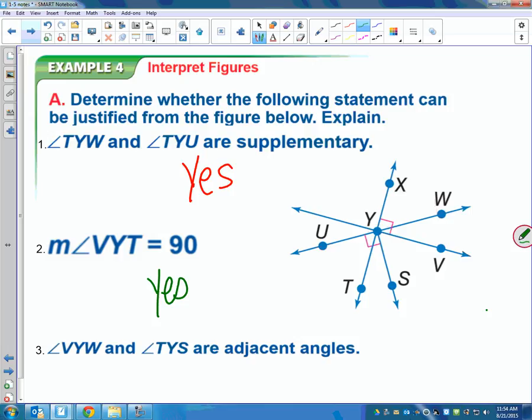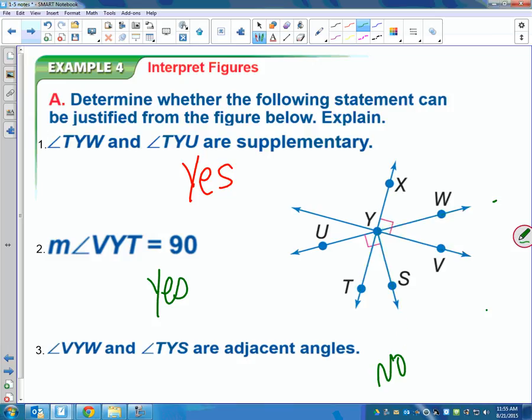What about this one? VYW and TYS are adjacent angles. Garrett? That's just not true, right? It's not even that we would assume it's true. They don't share a side, right?